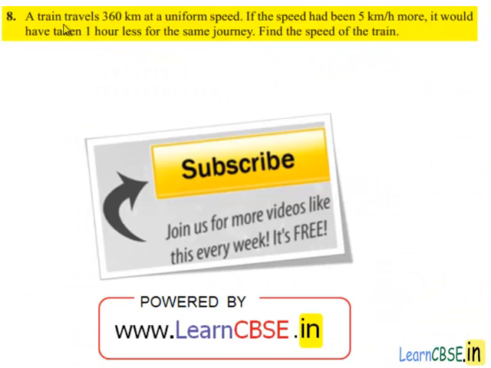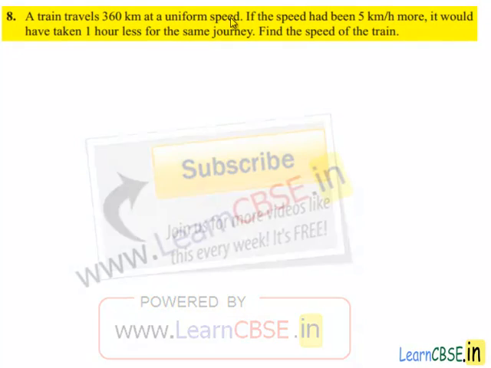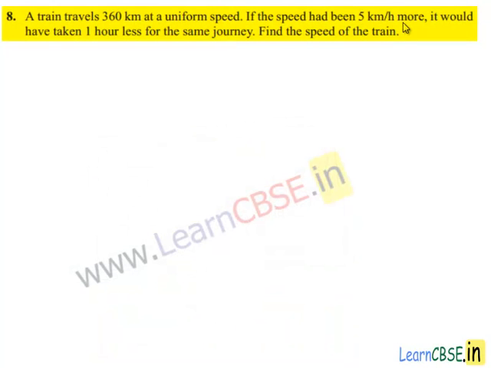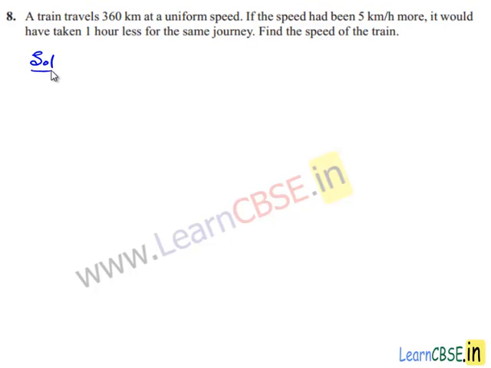Moving on to the 8th problem, a train travels 360 kilometers at a uniform speed. If the speed had been 5 km per hour more, it would have taken 1 hour less for the same journey. Find the speed of the train. Let us assume the speed of the train is equal to x km per hour.